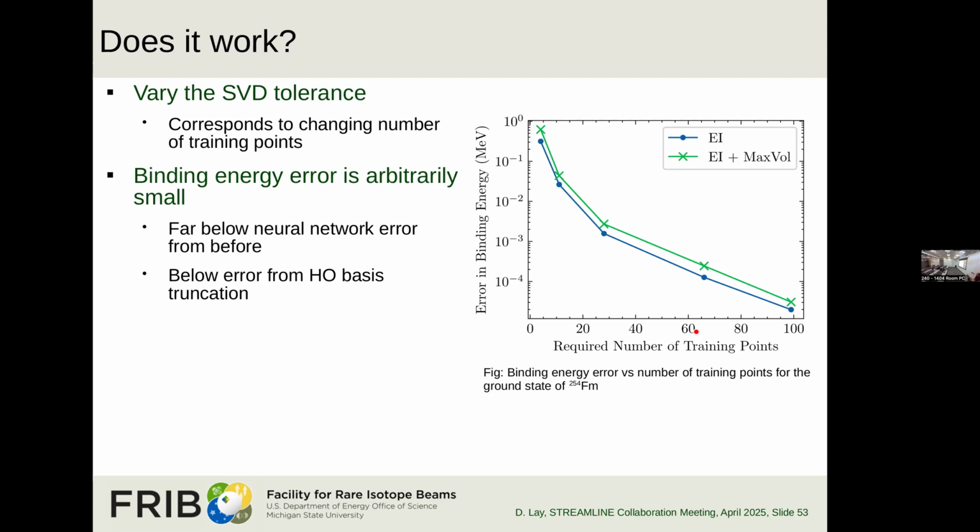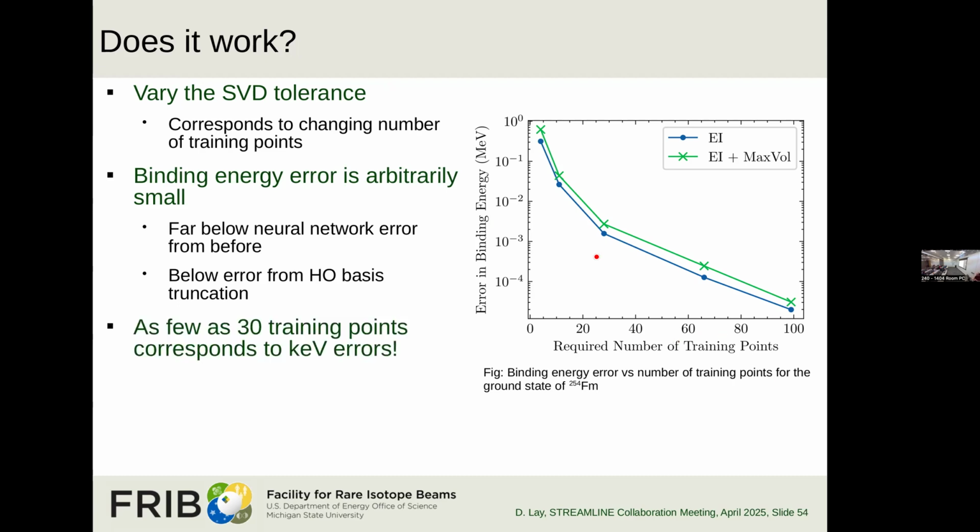This is far below the neural network emulation error from before. It's also below the error from the harmonic oscillator basis truncation. So you wouldn't expect a number out here to really describe the physics to within tens of electron volts, because your EDF doesn't describe anything that precisely.